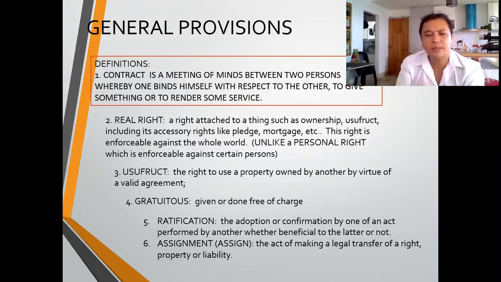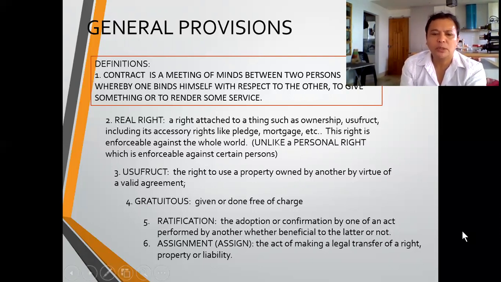Now, number 5 is ratification. Ratification is to adopt or confirm any act of one person who performs in the name of another person, even if he is not benefited. So ratify. And then assignment is the act of making a legal transfer of a right, property, or a liability. So another word for assignment is to transfer. So if you are being given a property, that is assignment.